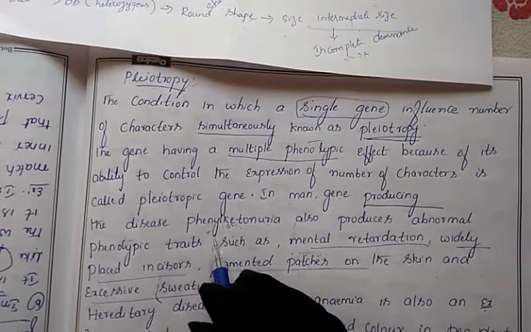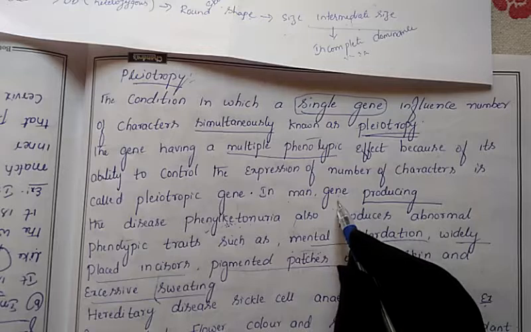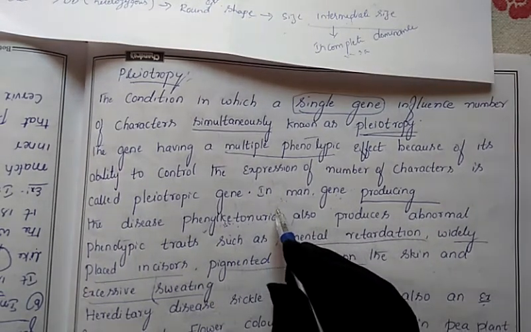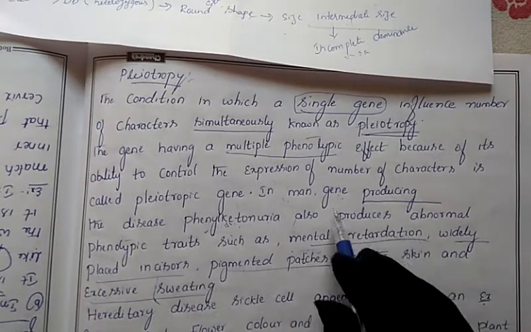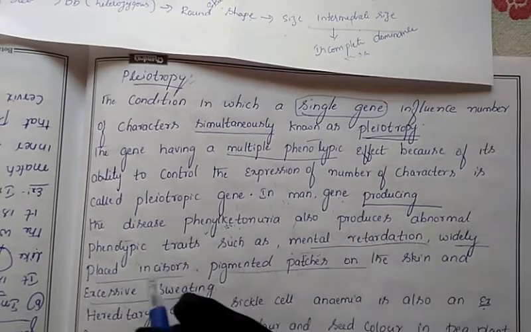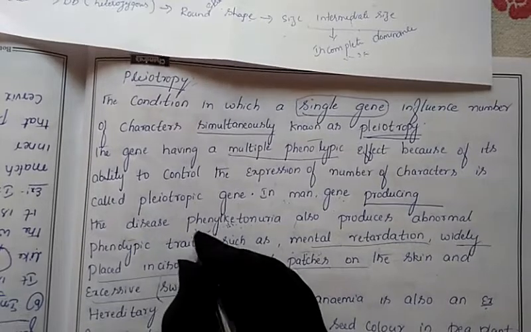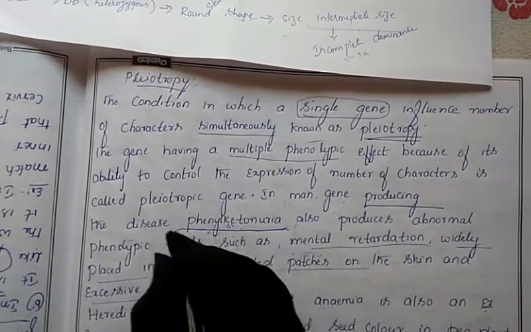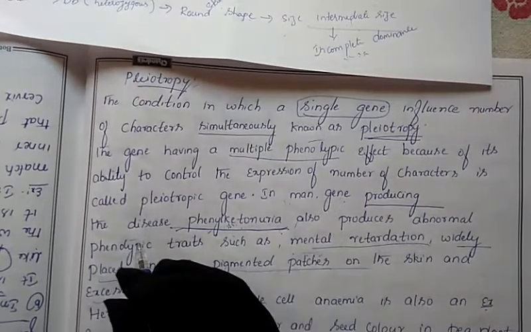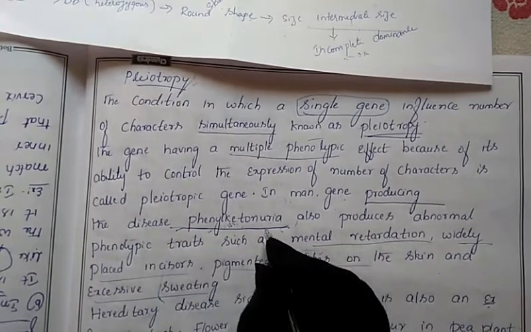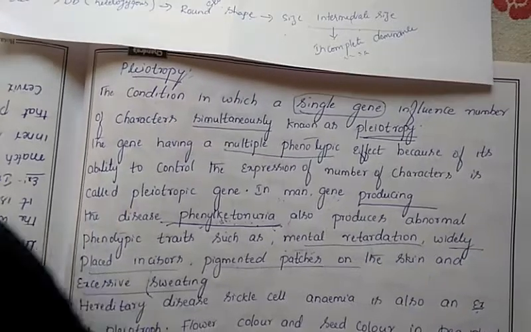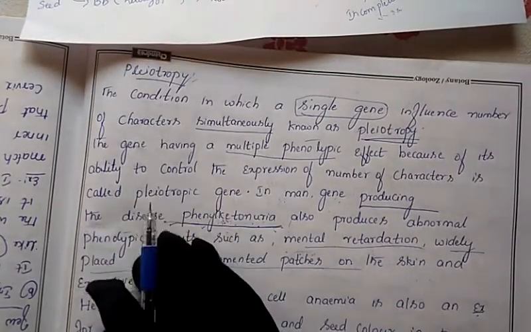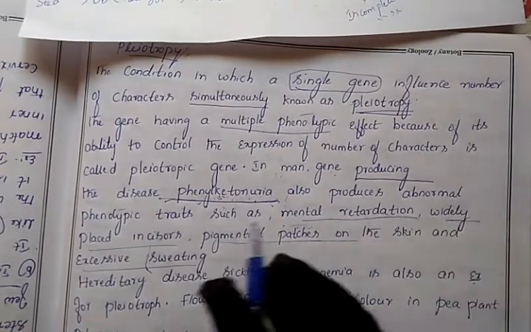Suppose there is one man, and in that man the gene is defective. Due to the defective gene, he got the disease called phenylketonuria. What is the disease name? The disease name is phenylketonuria. So in a man, due to the defective gene, the person has got phenylketonuria. Those having phenylketonuria also produce a number of phenotypic characters.